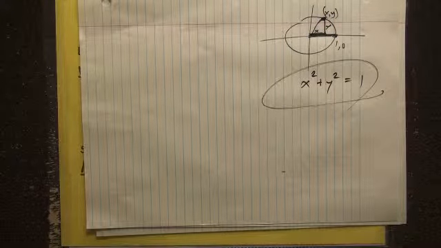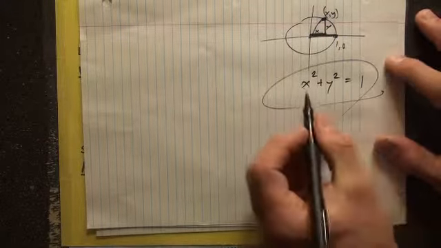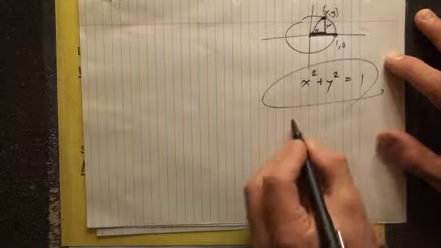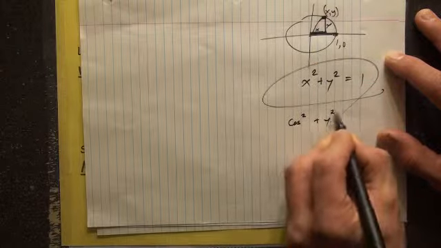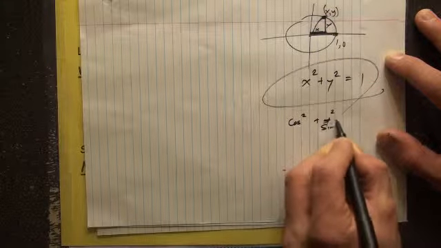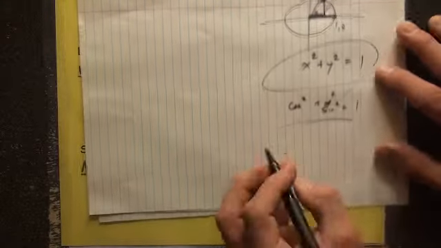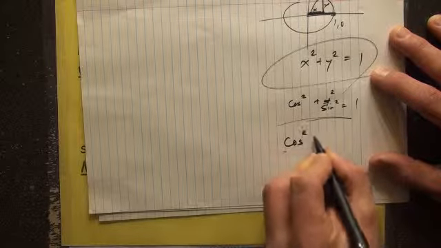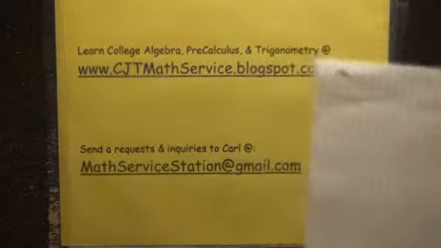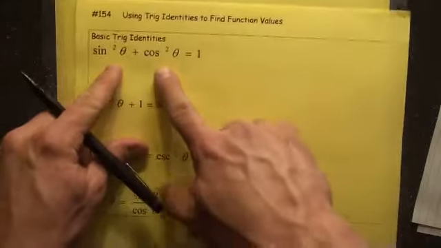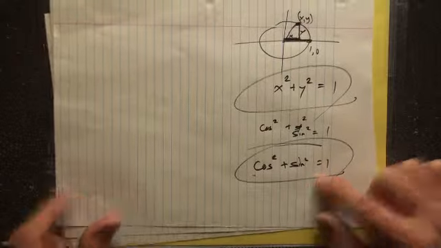What's awesome about this is this. We could think of the x value as cosine. The y value is sine, and then 1. Guess what this is? Trig identity number 1. Sine squared plus cosine squared equals 1. It's just simply the Pythagorean theorem.